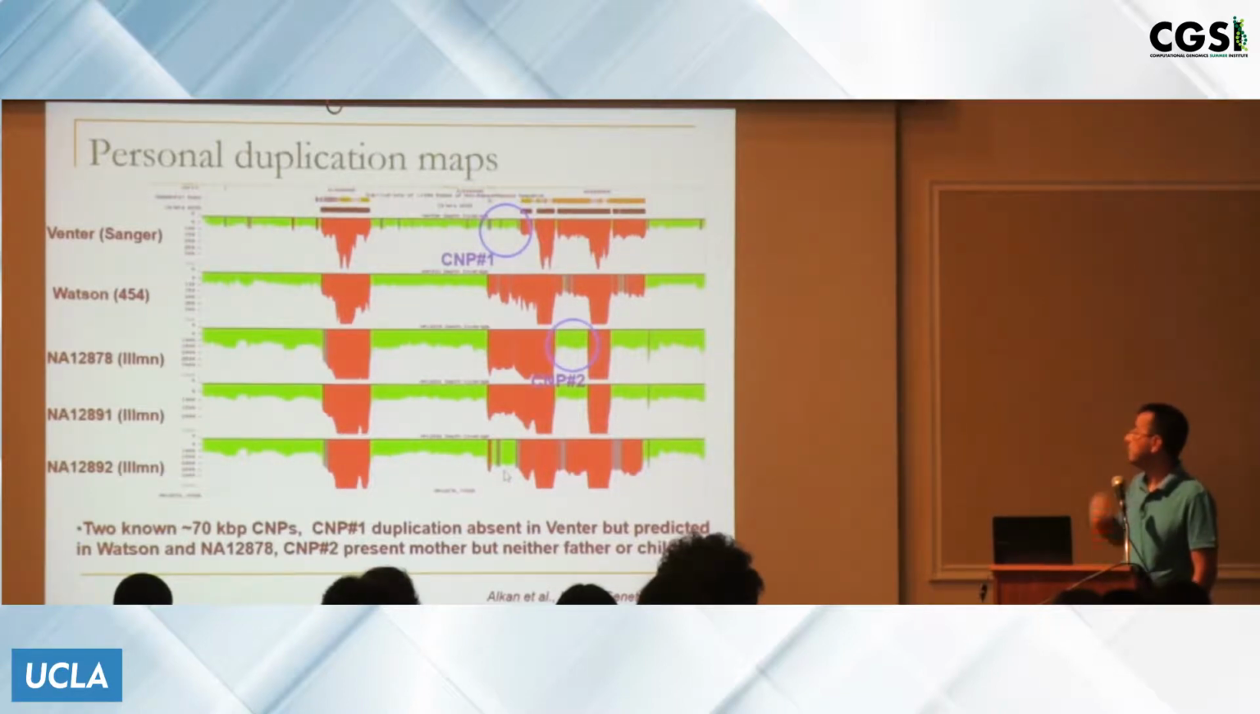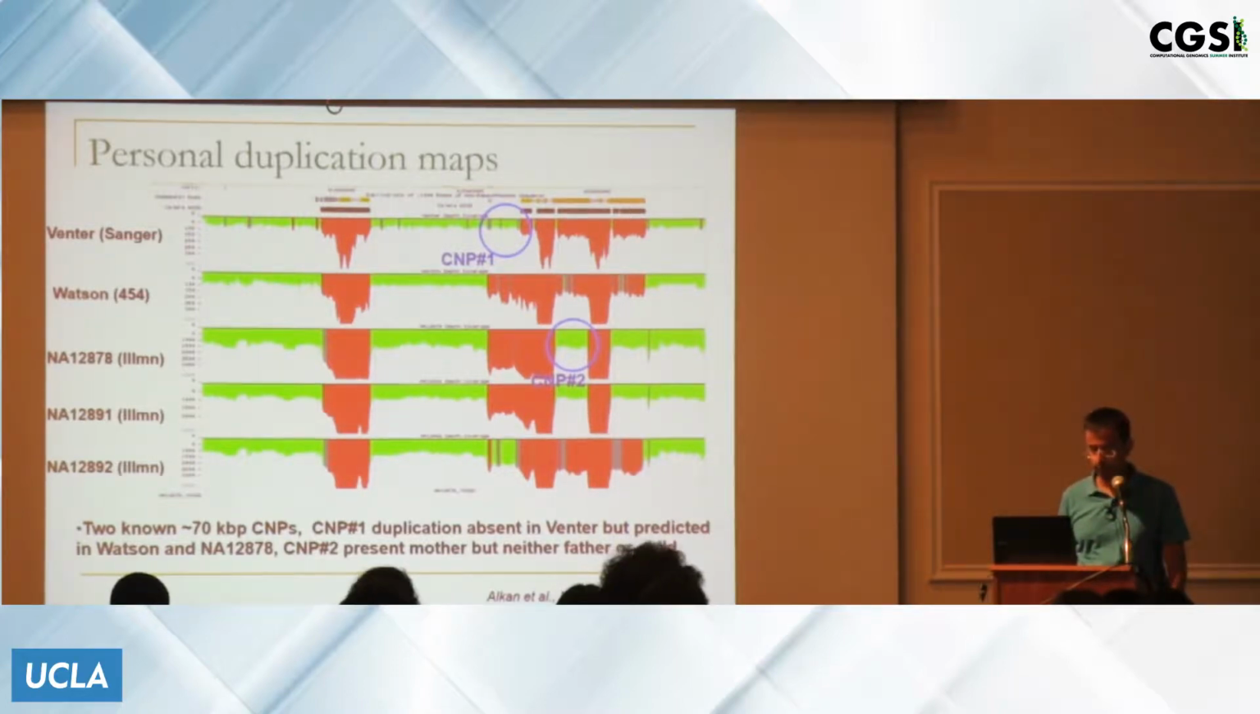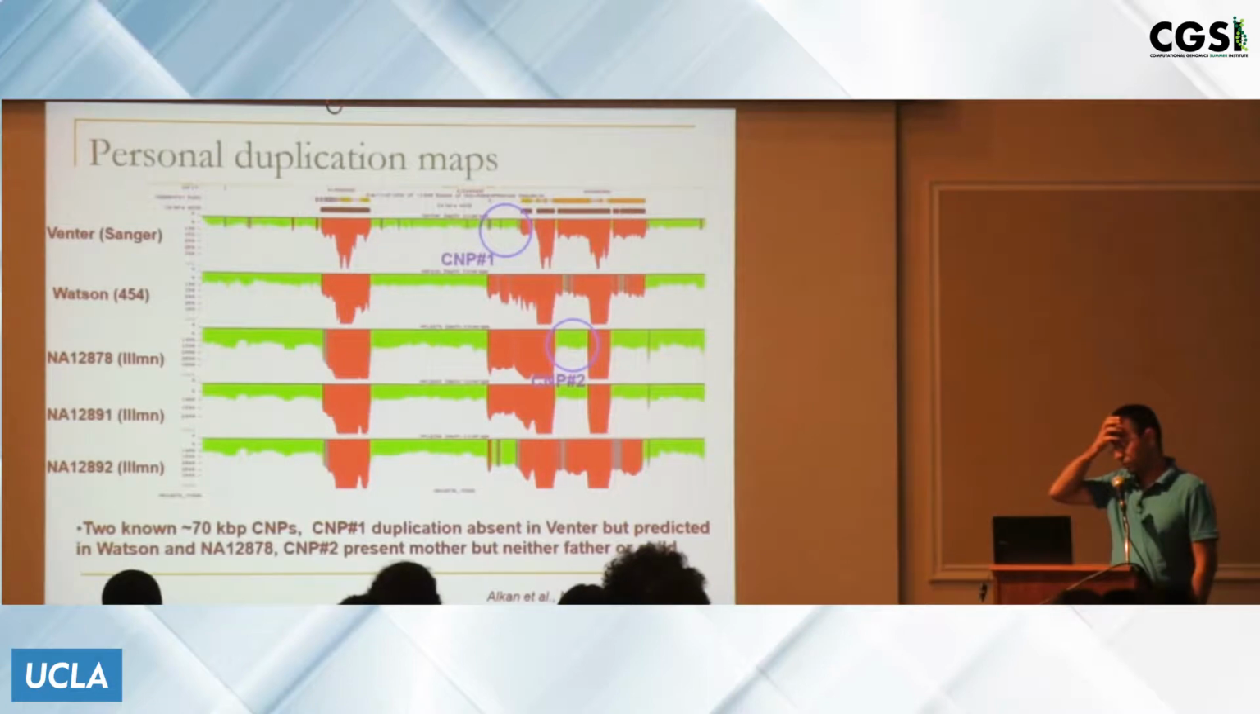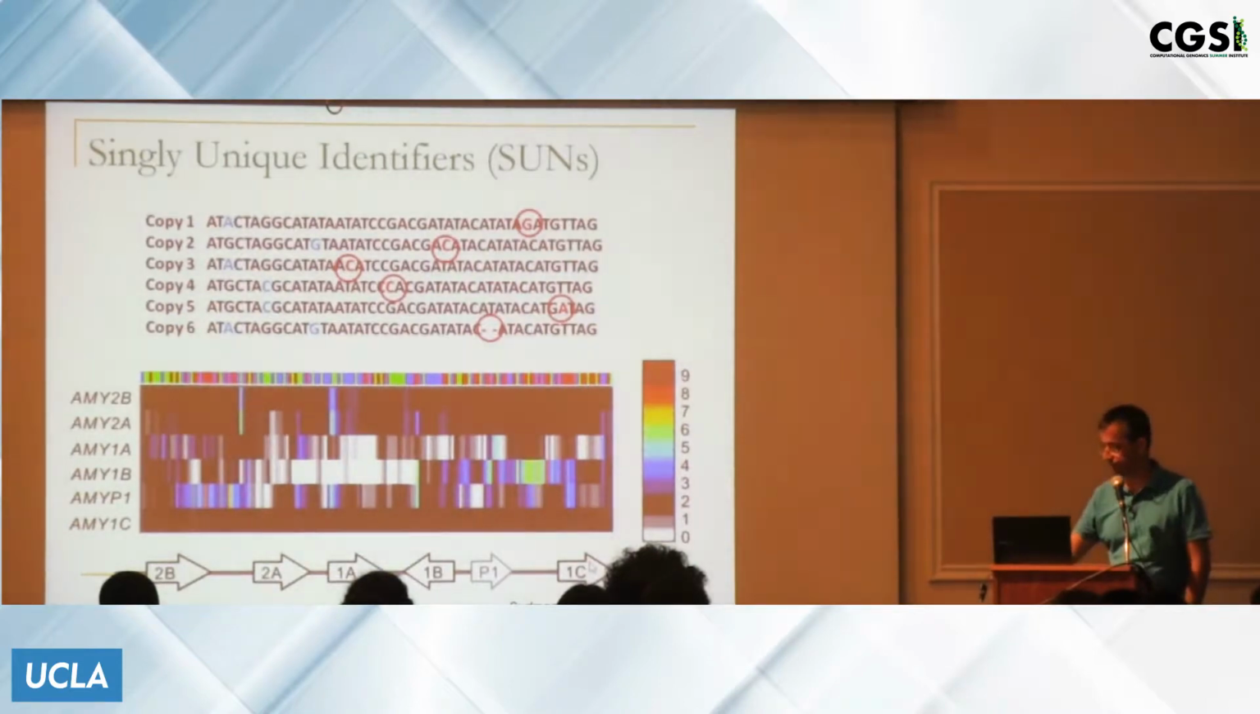And here we don't have a duplication in one of the trio. So this is actually a family: a mother, father, daughter. So we don't have the duplication in the daughter and the father, but we have a duplication in the mother.